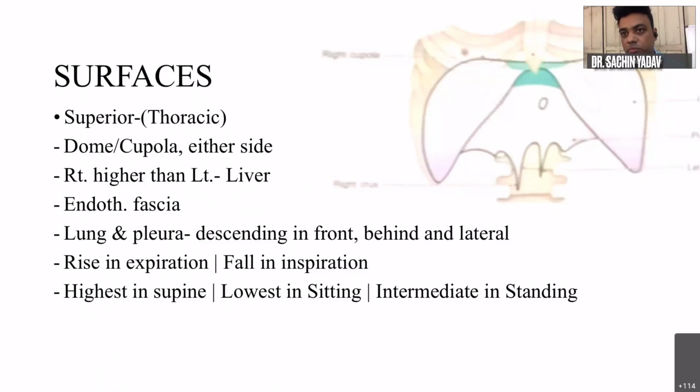This diaphragm rises during expiration, and during contraction when it goes downward, it leads to inspiration. In the supine position, it is highest in level due to the pressure from the abdominal organs on the diaphragm, and lowest in the sitting position, and in the standing position it is intermediate.